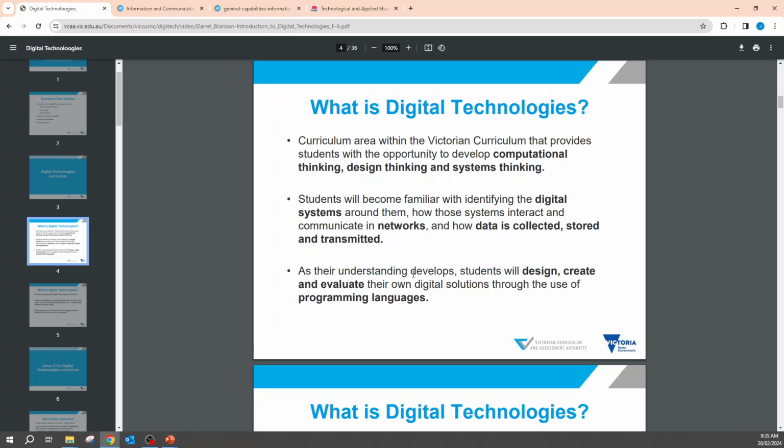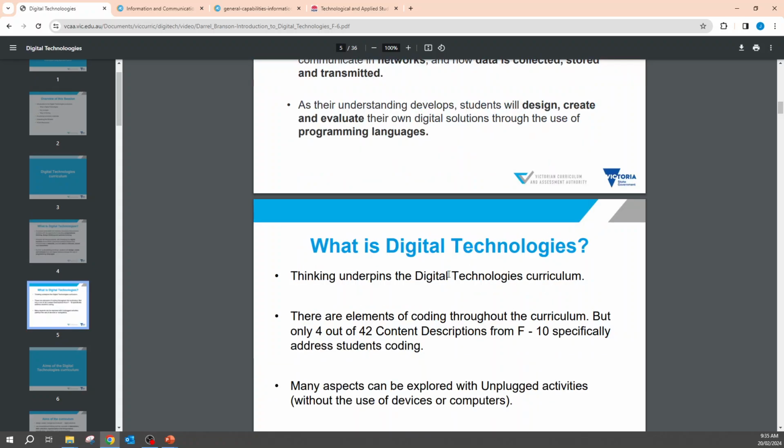So as they develop their understanding of the digital technology, we want students to design, create and evaluate their own digital solutions. So the technology shouldn't just be something that you use to present as an educator. It should be something that the students, through a process like backward faded scaffolding, eventually take control of and use themselves. So keep that in mind as you progress with the assessment task here as well.